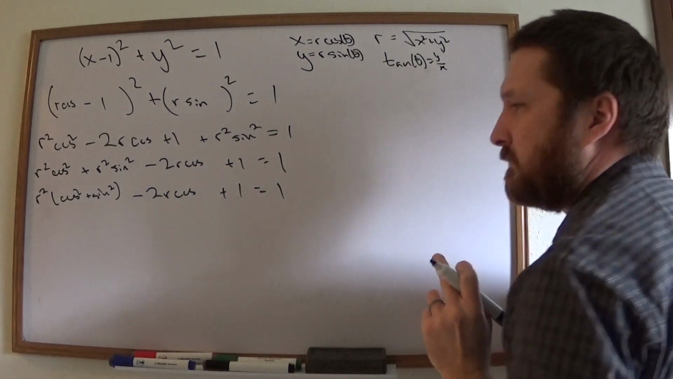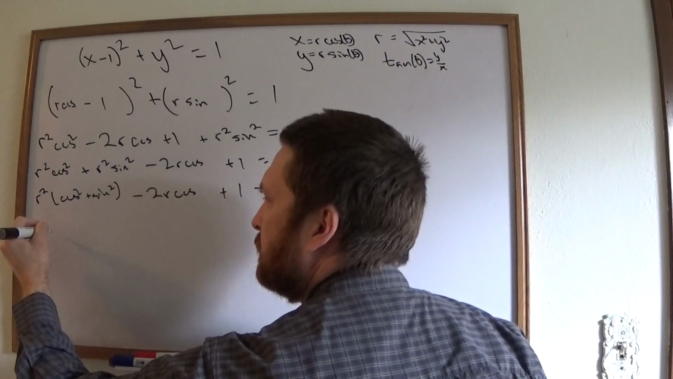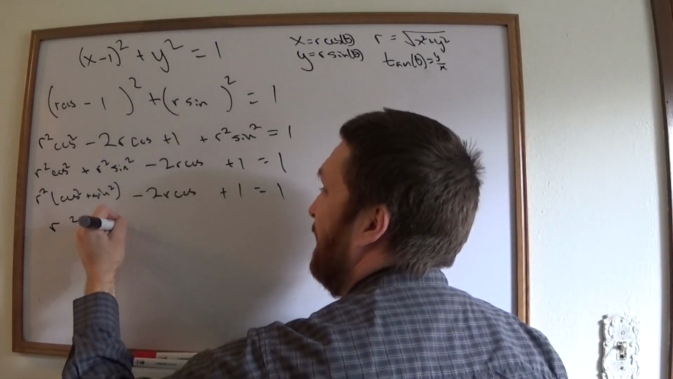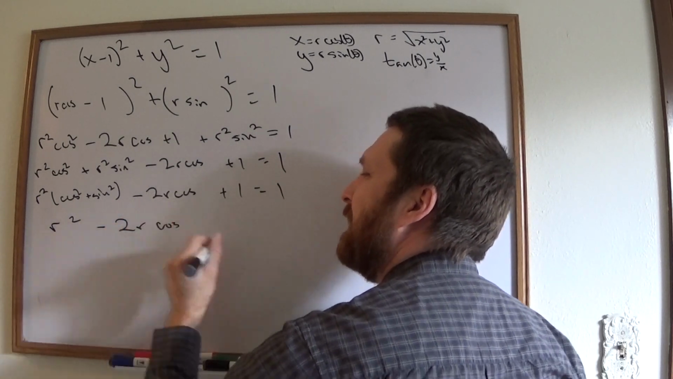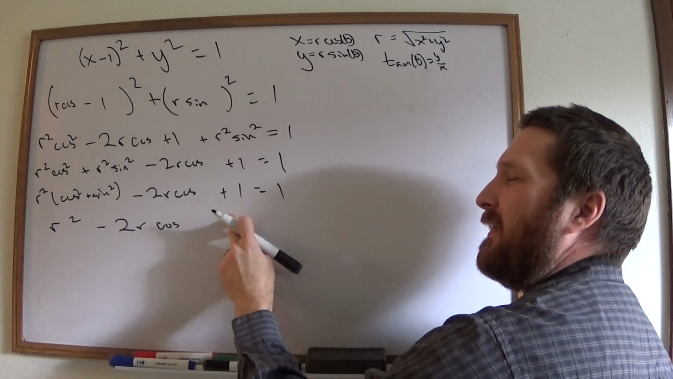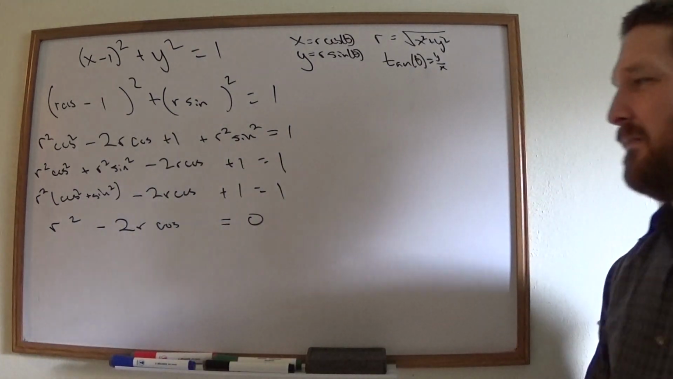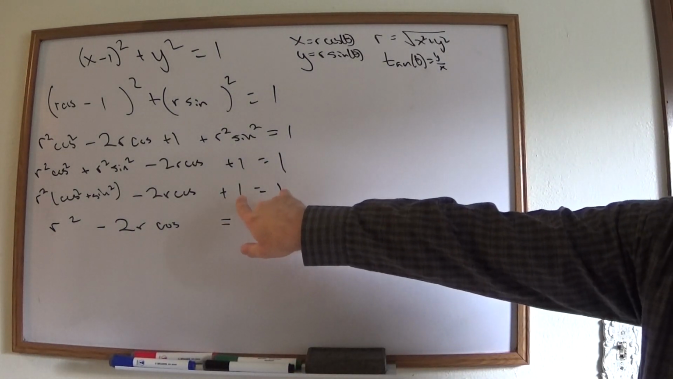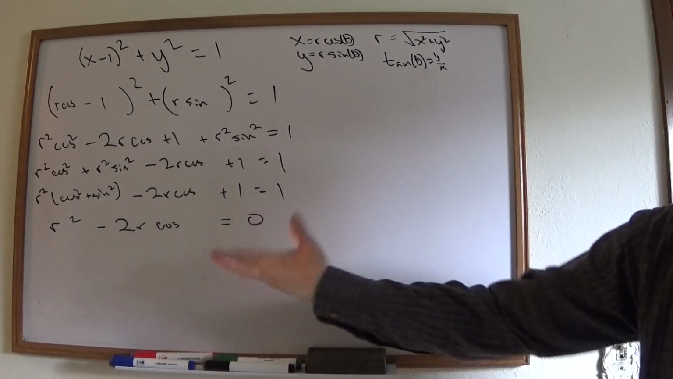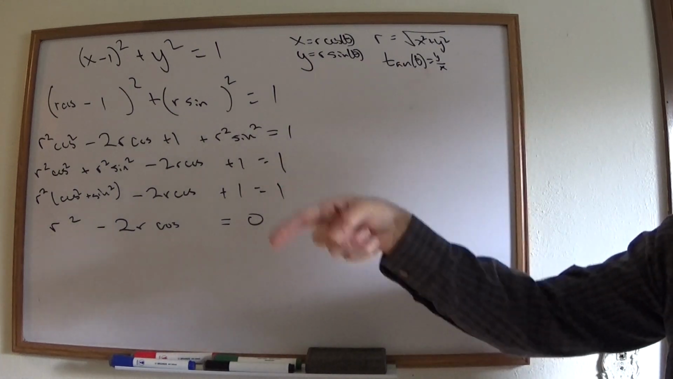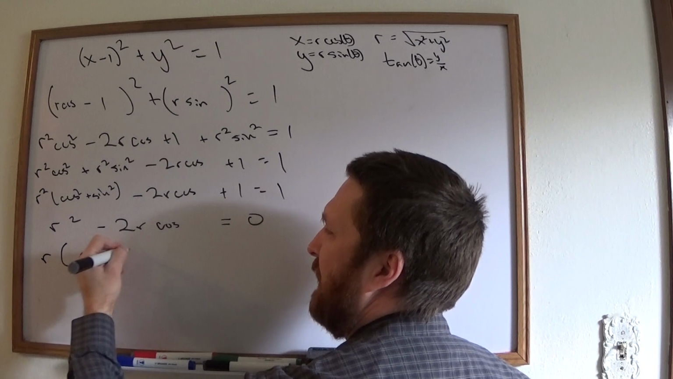Now what do you want to do? Get rid of the 1. We have a polynomial. Let's subtract 1 from both sides so it equals 0, and that's going to make your life much easier. Then factor out the r, and now you have 2 solutions.